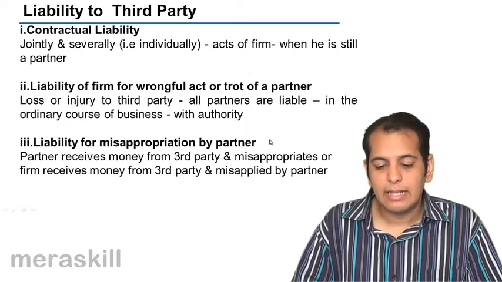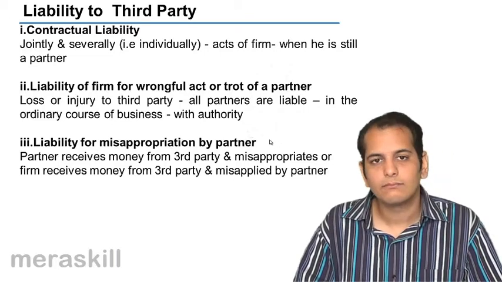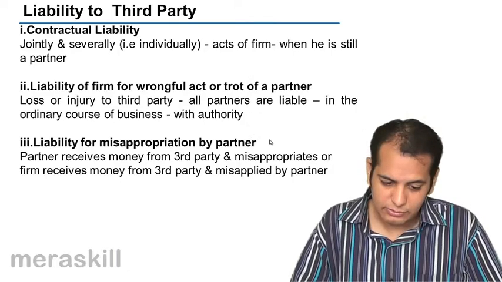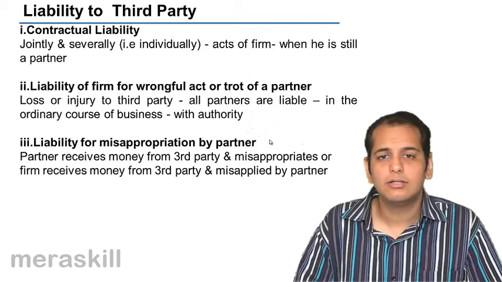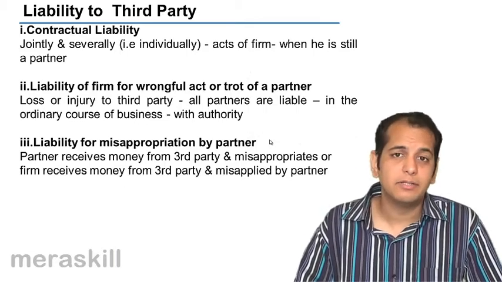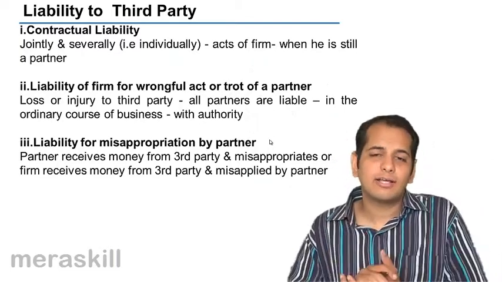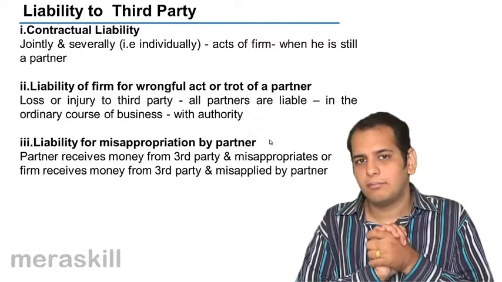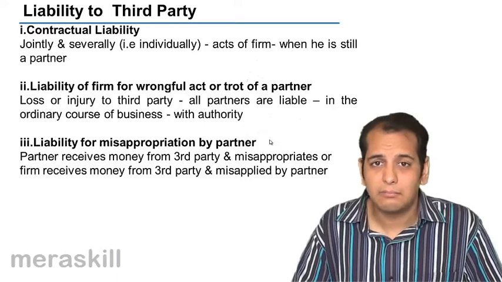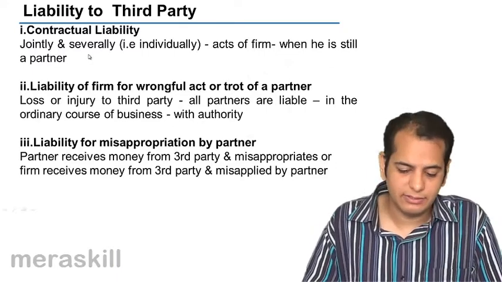Next topic is liability towards third parties. What are the liabilities of the partners towards third parties? First, they have a contractual liability. Whatever dealings the partners make with third parties, they have a contractual liability. They are bound by their words. They are bound in such dealings. They will be liable. And how are they liable? They are liable jointly and severally.